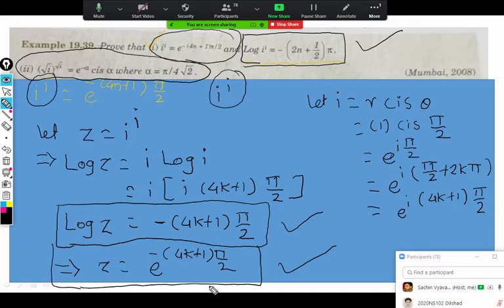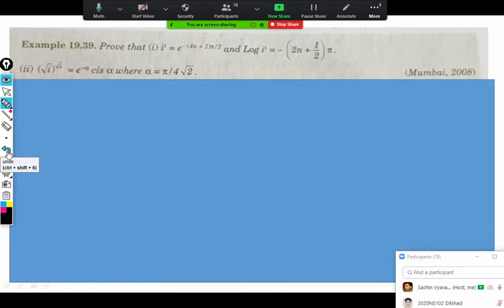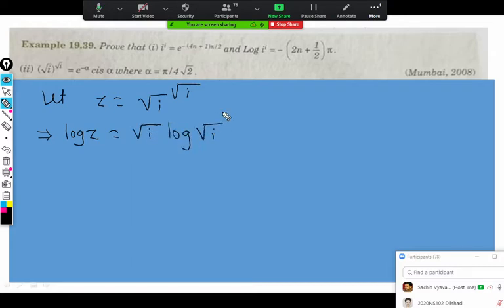So can we start? The second bit, root I raised to root I. We will start the same way. Let z be root of iota raised to root of iota. First we want the log; which log should we take here? If you observe, nowhere is 2n pi or 2k pi written, so we can just take the principal log here. Taking log on both sides, principal log of z is root of iota into log of root of iota. So we have to take this log.